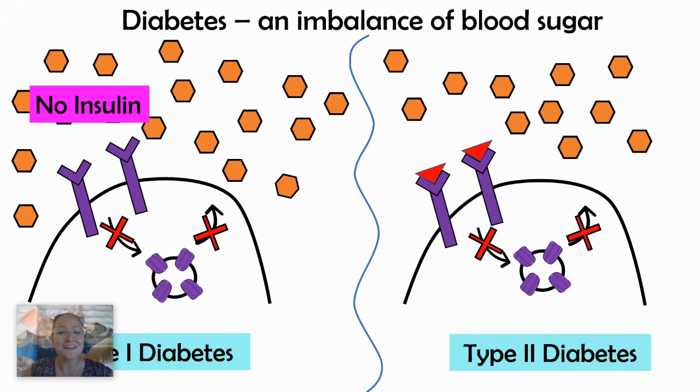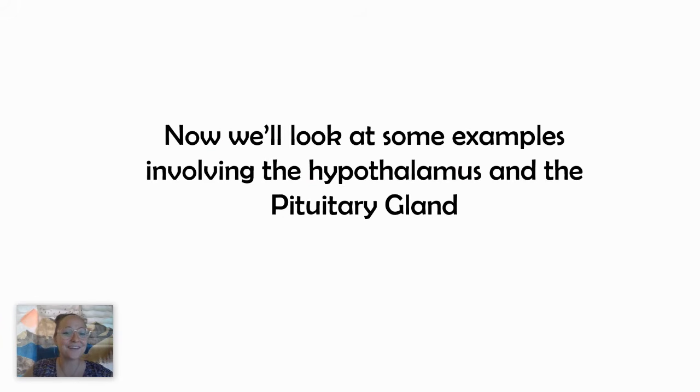Okay. So now, though, let's go ahead and look at a few more examples in a little bit more detail of feedback loops involving more parts of the body besides just one organ like the pancreas. So we're going to look at some examples that connect the brain to the pituitary gland in feedback loops.